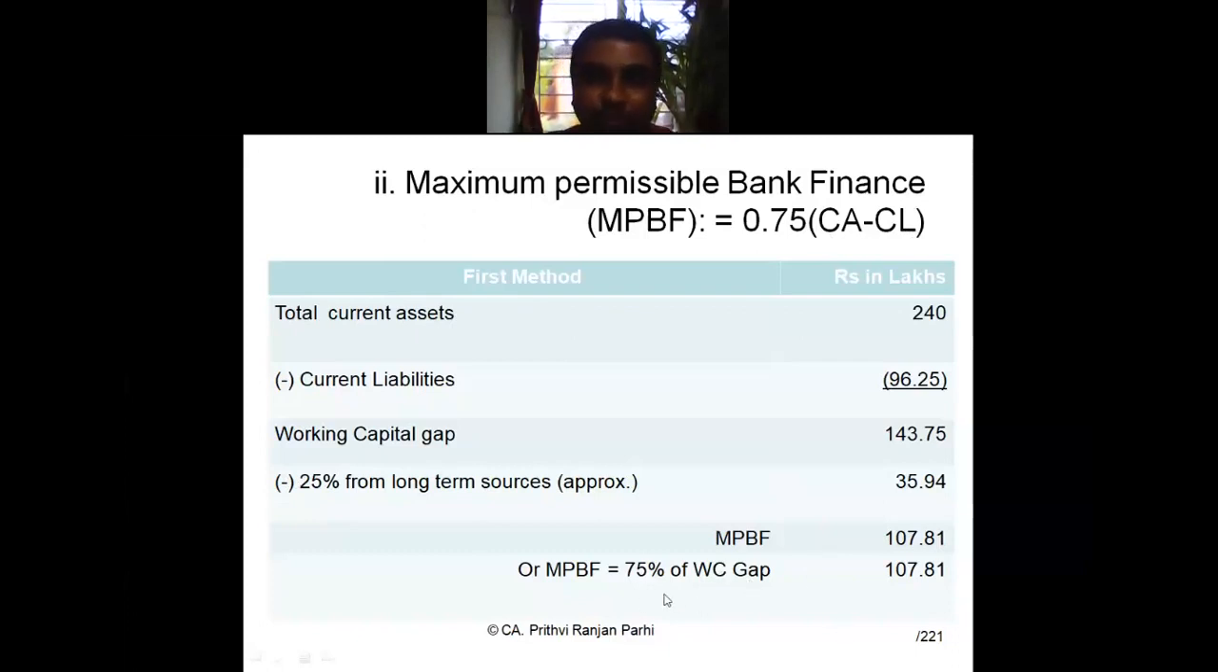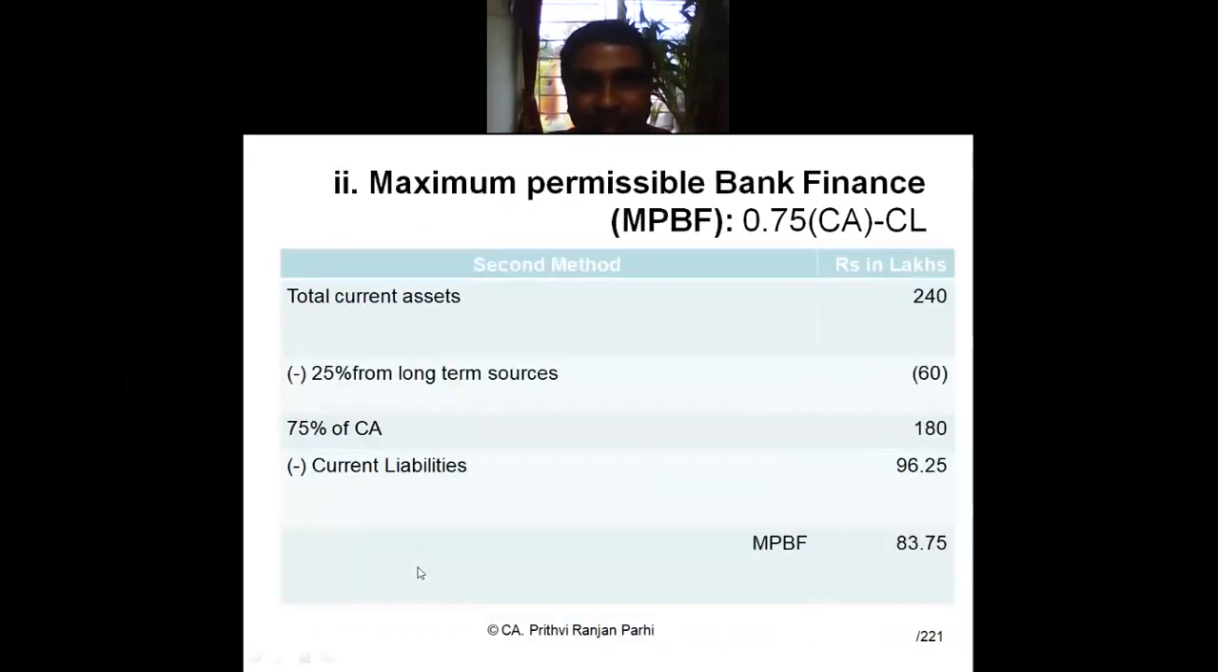You are expected to familiarize yourself with both the ways, so that you'll be able to do it. The second formula is 0.75 of current assets minus current liabilities. Here what we are doing, sir: first our current asset is this much, minus 25%. The study material has done minus 25%. So 60 of this.